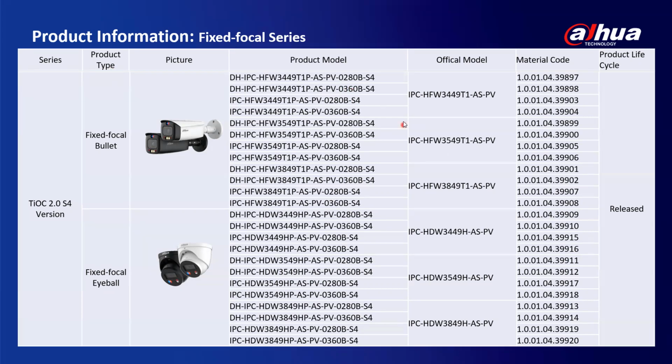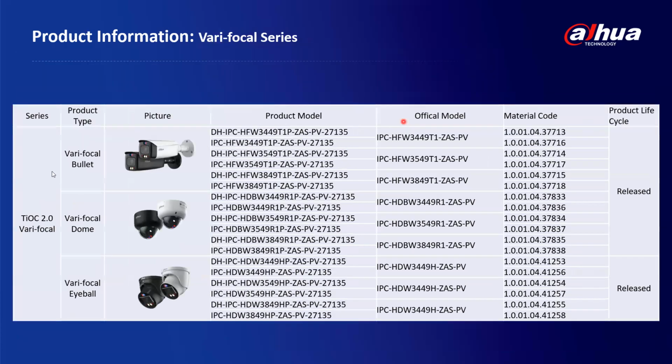Take a look at a different page. We have the varifocal bullets, the varifocal domes and eyeballs again. So the lenses can be adjusted from 2.7 millimeters to roughly 12 to 13.5 millimeters in distance.